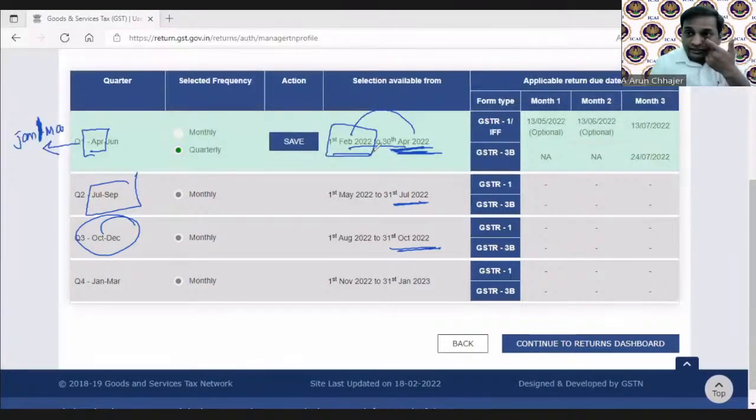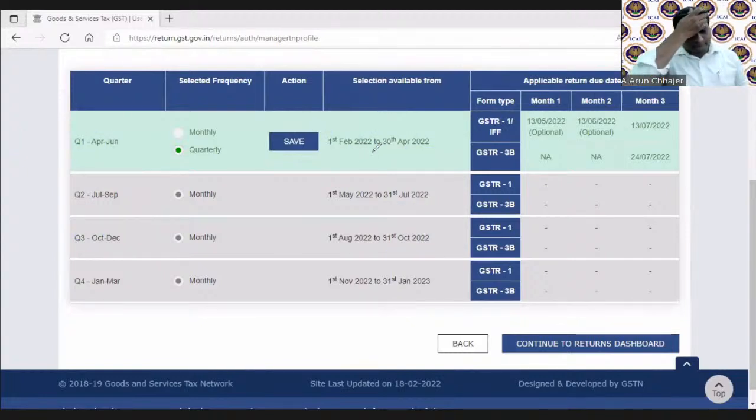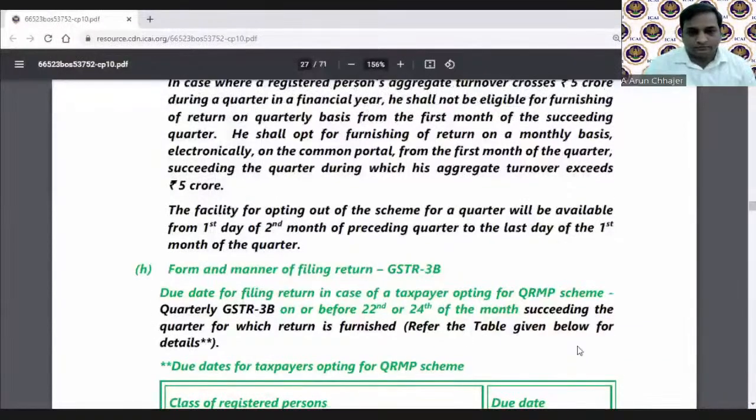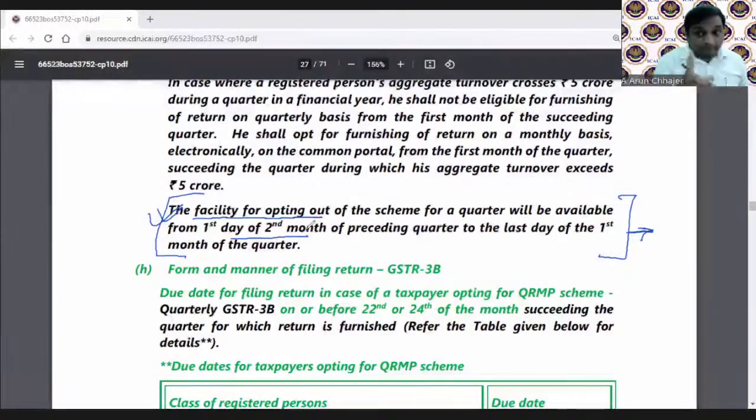Just give me the confirmation. Is it clear or not? You can tick this option, whatever we are discussing, that the particular notes in the study material: facility for opting out will be available from first day of second month of the preceding quarter to the last day of the first month of the quarter.